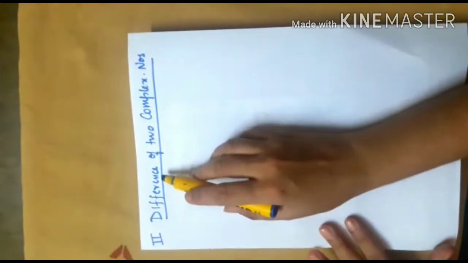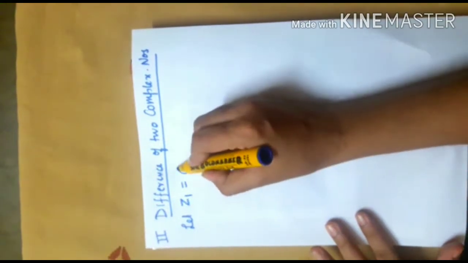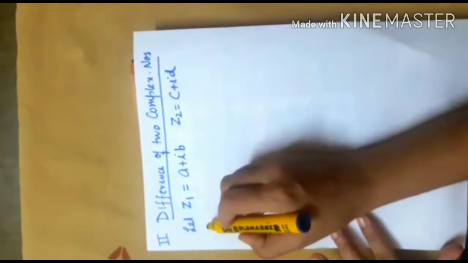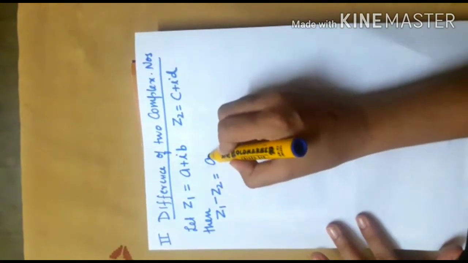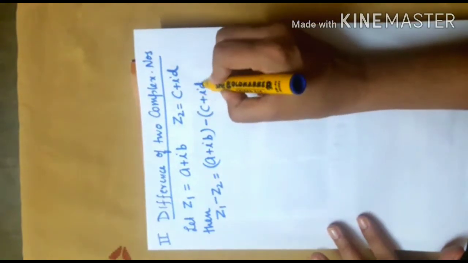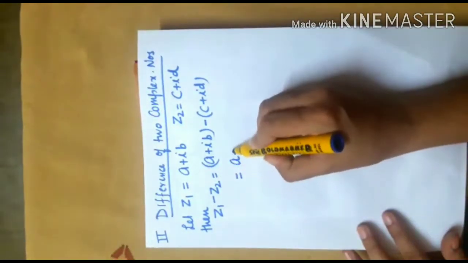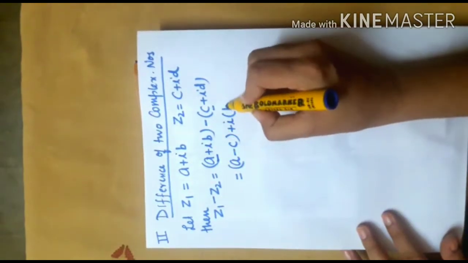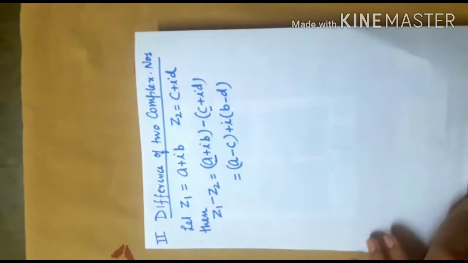Next we have difference of two complex numbers. So let z1 be equal to a plus iota b, z2 be equal to c plus iota d. Then z1 minus z2 is equal to a plus iota b minus c plus iota d. So that is defined as, find the difference of the real parts and plus the difference of the imaginary parts. So a minus c plus iota b minus d.